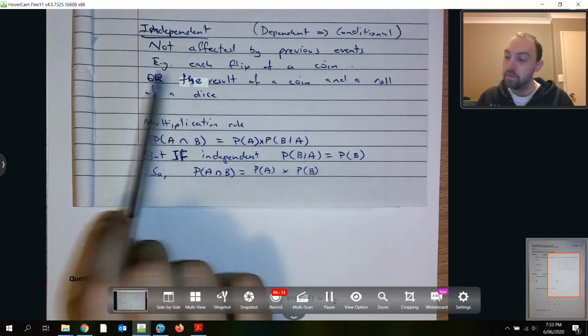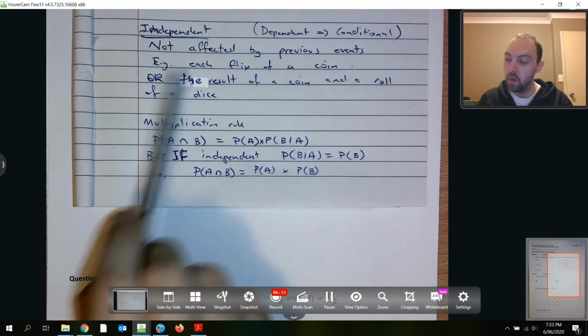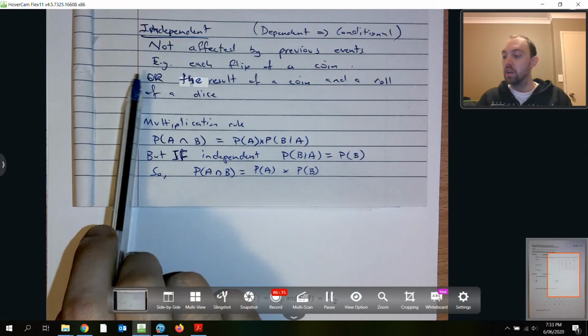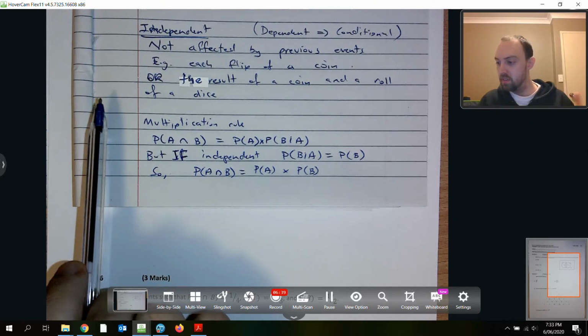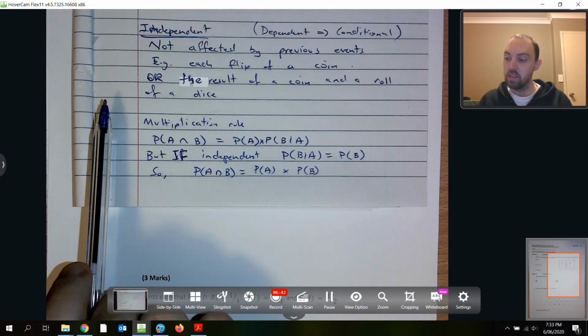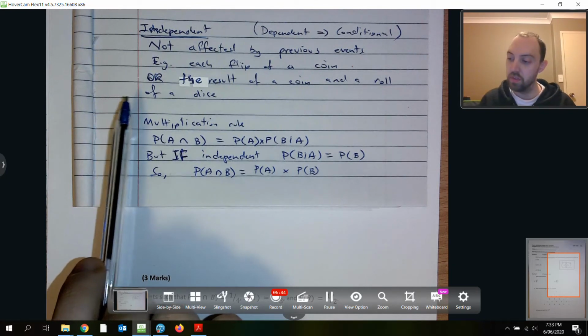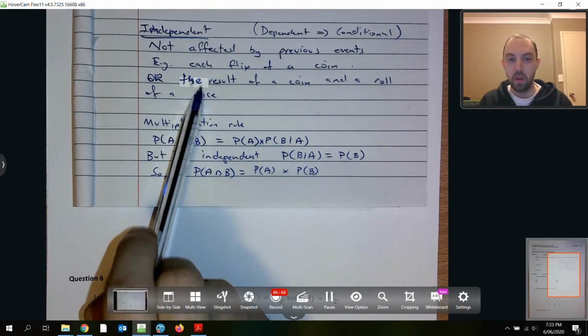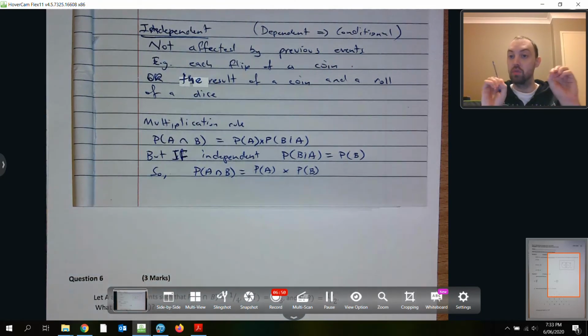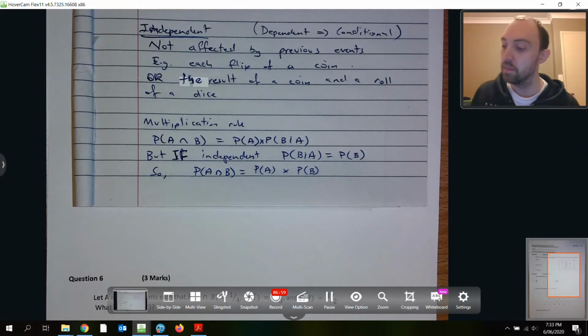Okay, this might mean each flip of a coin is independent. So the previous flip of a coin, heads or result of a coin, doesn't change the result of the next one. It's always going to be a 50-50. Or we could think about the result of a coin and a roll of a dice. These are two separate things. The flip of a coin doesn't suddenly make a 6 more likely, as an example. Okay? They're independent of each other. They don't affect one another.